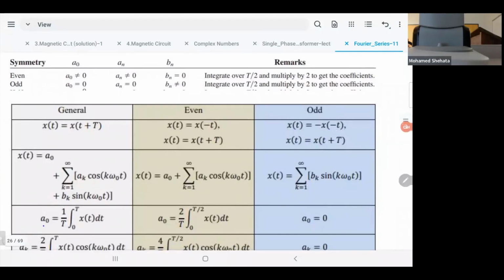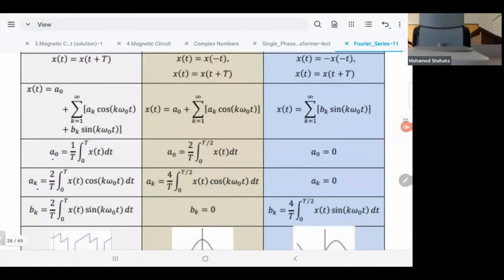What happens if it's even? If it's even, b_k is 0. If it's even, you don't have sine terms. Don't calculate b. You have to remember all special cases come in the exam. If you calculate b_k for a cosine wave or something even, then you spend your time for nothing. No, just here, if it's even. What about a0 and a_k? No, they have values. Is there any simplification for a0 and a_k?